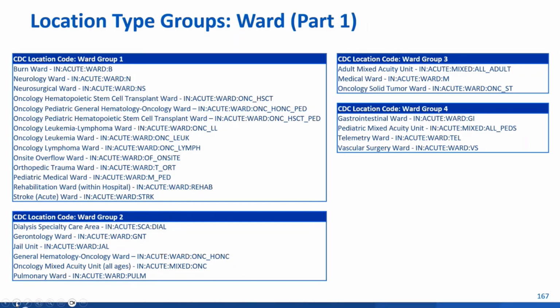On this slide, we have the first set of ward location type groups. Specific location types within each group are shown. Similar location types based on similar risk were grouped together. And there are 7 ward location type groups in total, and this slide covers the first few. Next slide, please.